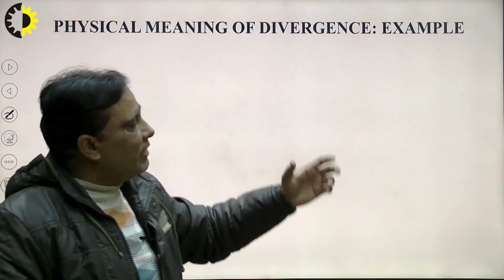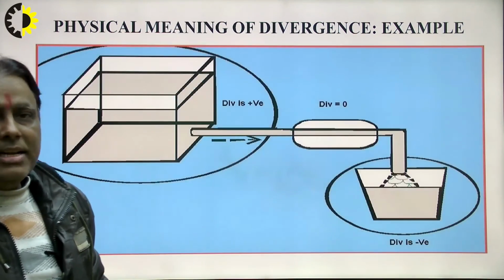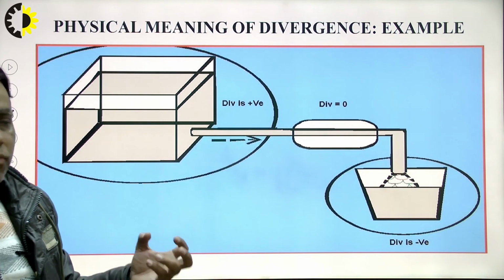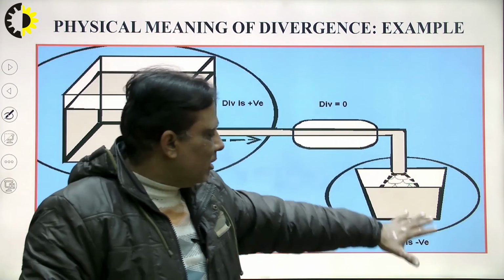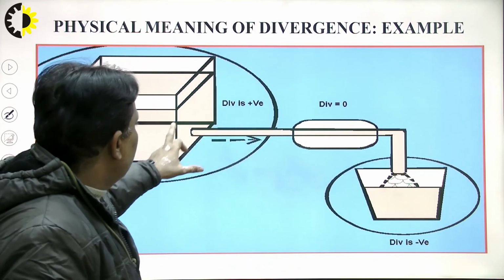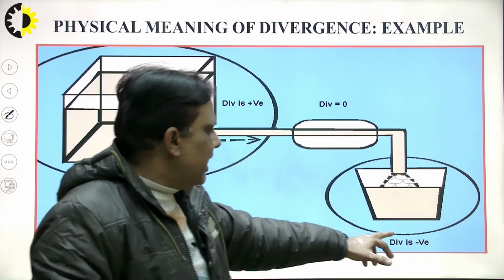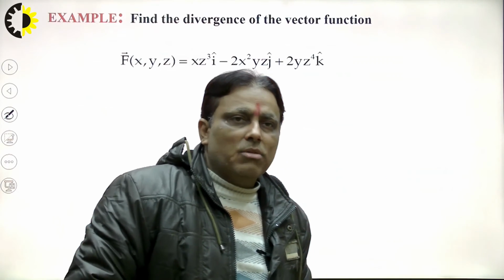Physical meaning of the divergence, example, right? I just now used fluid motion, right? Suppose fluid is moving from one part to another part, right? So there is a moving plus divergence, there is divergence zero, right? And there is the negative divergence. In this way we can find out the problem.